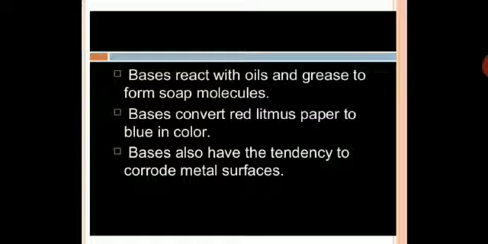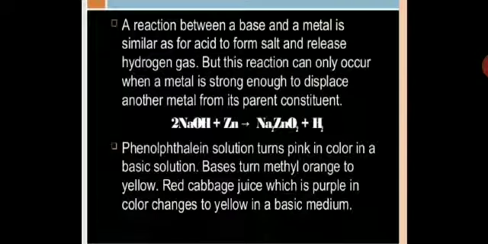Bases also have the tendency to corrode metal surfaces because they react with metals. A reaction between a base and a metal is similar to that of an acid, forming salt and releasing hydrogen gas. But this reaction can only occur when a metal is strong enough to displace another metal from its parent constituents. Like an acid reacting with a metal gives you salt and hydrogen gas, similarly a base will react to give you salt and hydrogen gas.